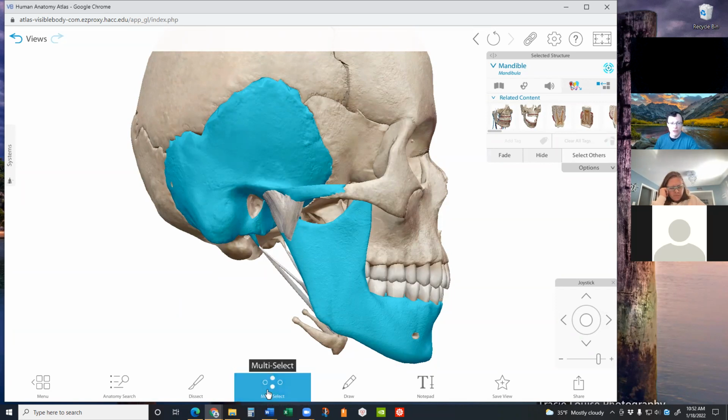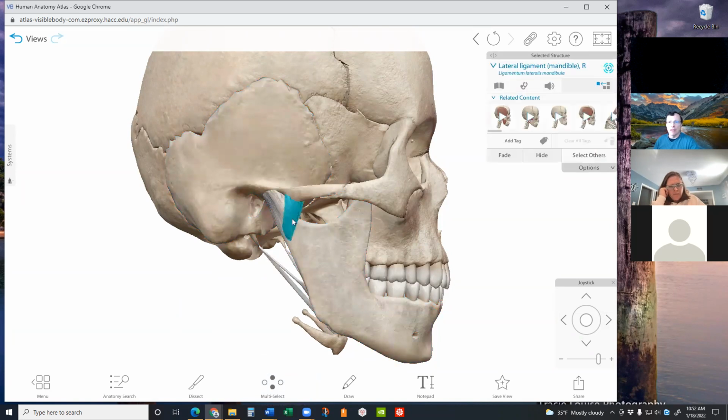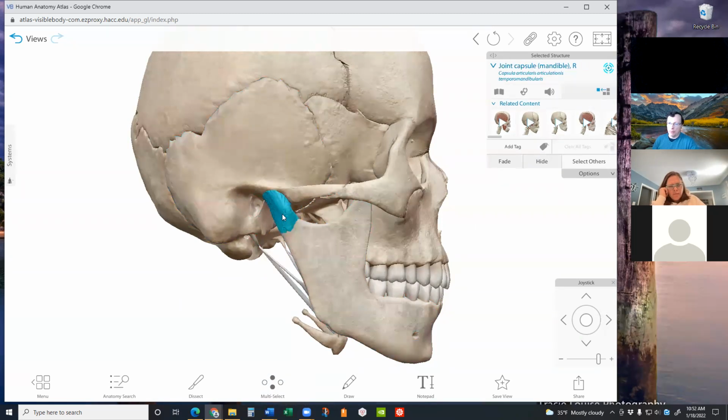So what I'm going to do at this time is select these ligaments and ask the software to get rid of them. This is the lateral ligament, and I'm going to go up here and ask the software to hide it. This here is the joint capsule. You'll learn about joint capsules later in the course. I don't want that right now. It's in my way, so I'm going to hide it.